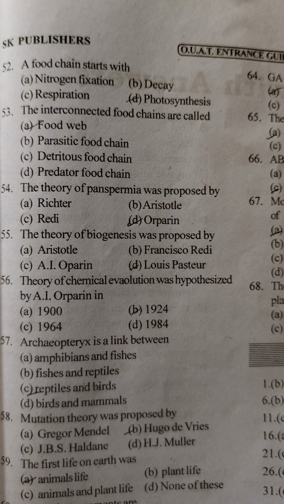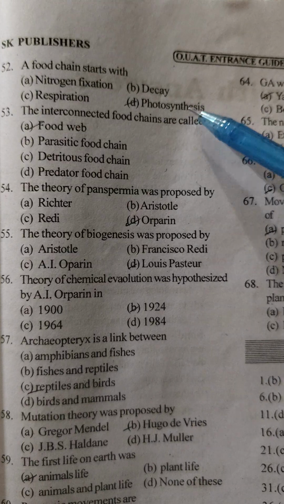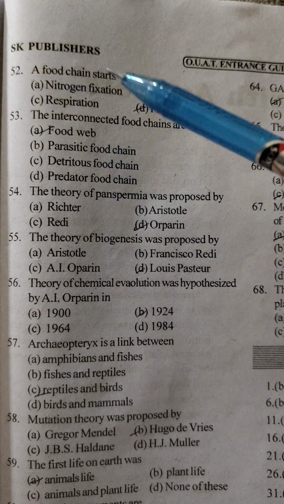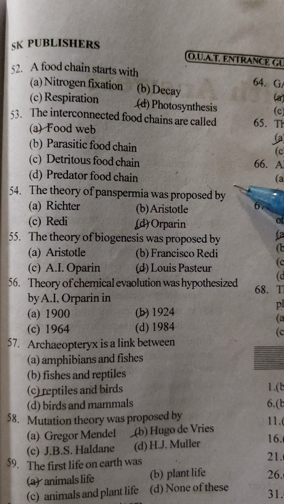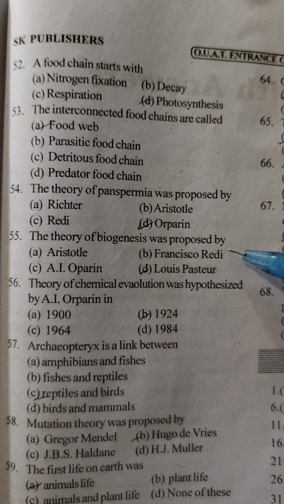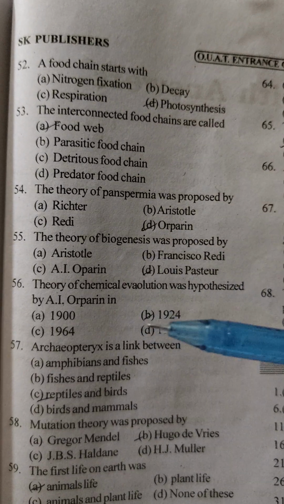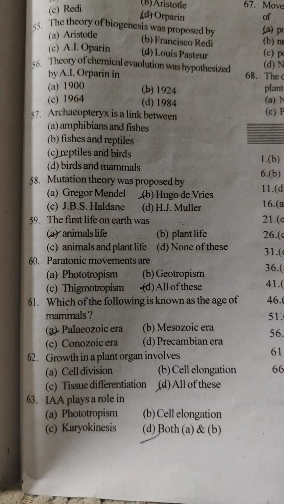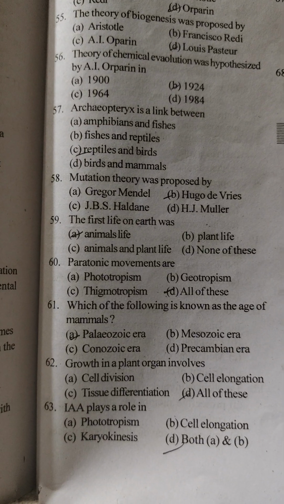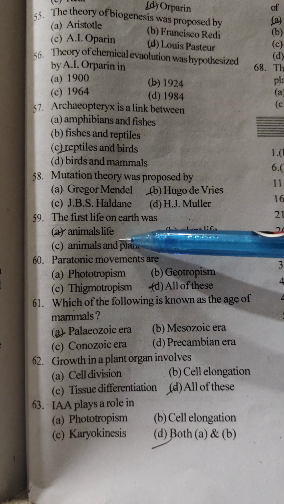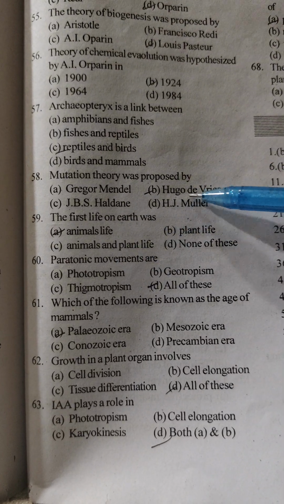Okay, so 53. A food chain starts with photosynthesis. The interconnected food chains are called a food web. Theory of panspermia was proposed by Oparin. The theory of biogenesis was proposed by Louis Pasteur. The theory of chemical evolution was hypothesized by A. Oparin in 1924. Okay, so Archaeopteryx is the link between reptiles and birds. Mutation theory was proposed by Hugo de Vries.